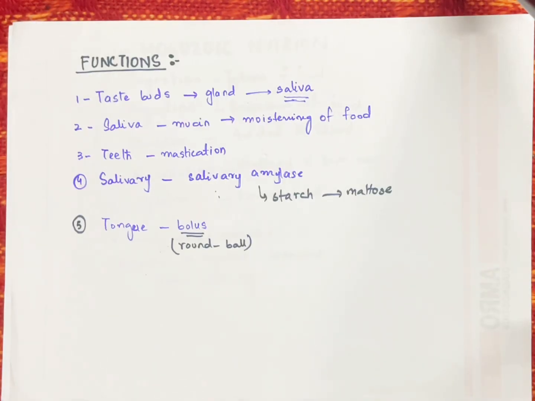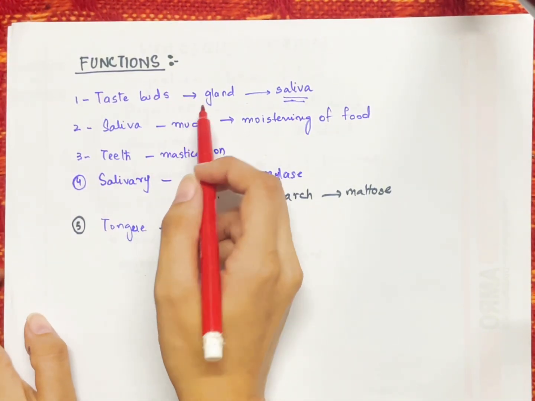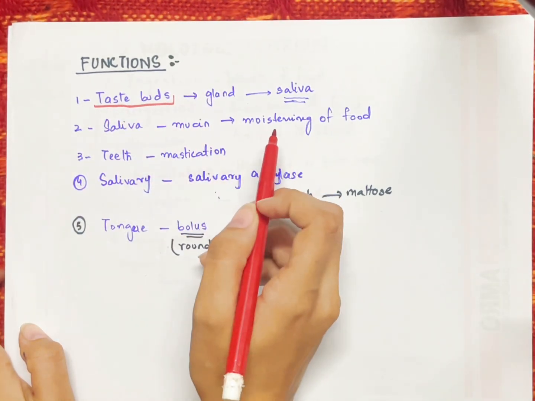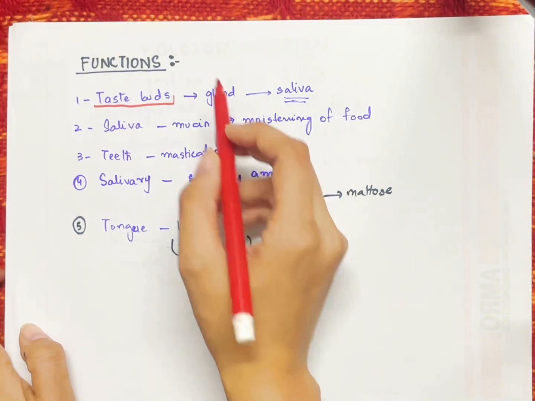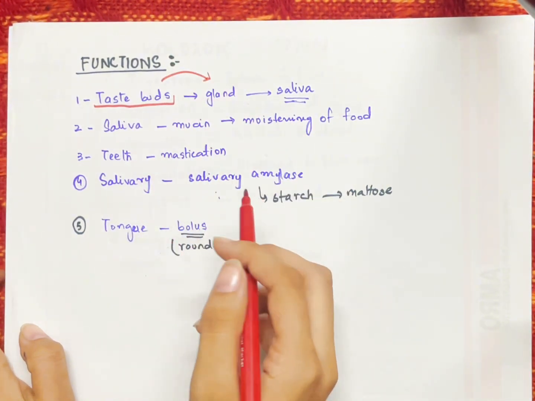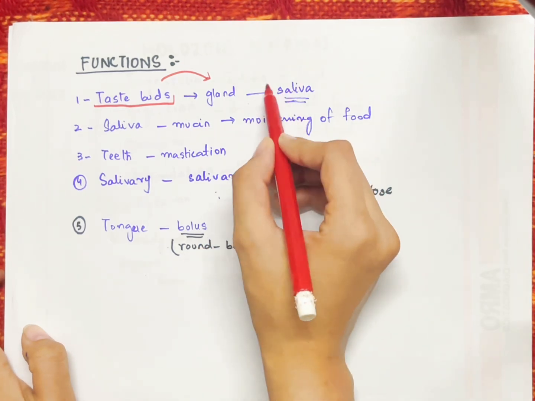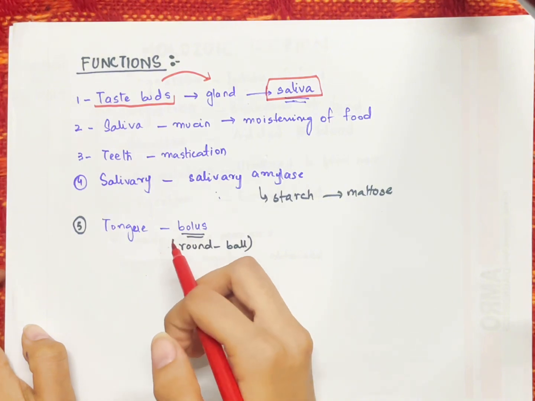Now, let's talk about the major functions of the mouth and the buccal cavity. Since the mouth contains the tongue, it has taste buds. Taste buds help us analyze the kind of taste that an ingested material has. There are also glands that release saliva, which moistens the food and helps it to be swallowed very easily.